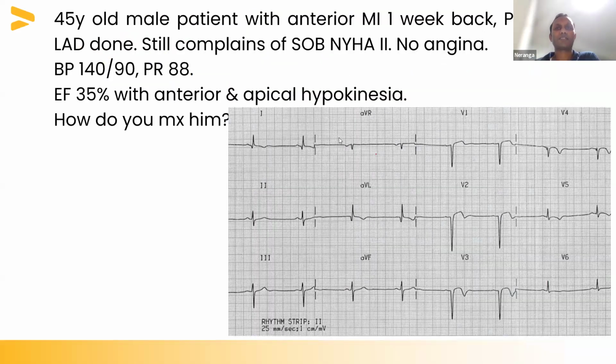Okay, so this patient, a few slides are there. It's a 45-year-old patient, anterior MI one week back and a PCI to LAD, and still having SOB, but no angina. Blood pressure is on the higher side, EF 35 and apical hypokinesia. So you can see this is an old anterior MI and the patient is in heart failure with reduced ejection fraction.